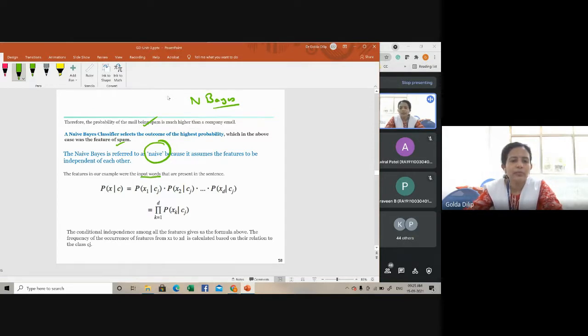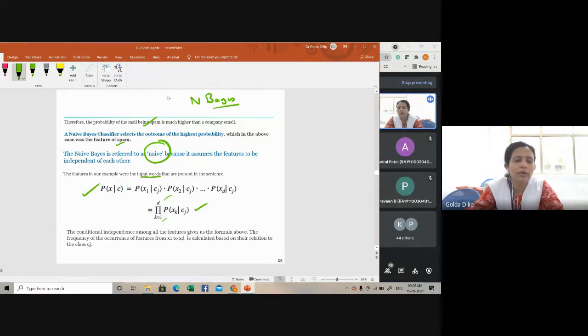So now this makes sense. X given C has occurred. The conditional independence among all the features gives us the formula being given here. The frequency of occurrence of the features from x1 to xd, 1 to d, is calculated based on their relation to the class Cj.